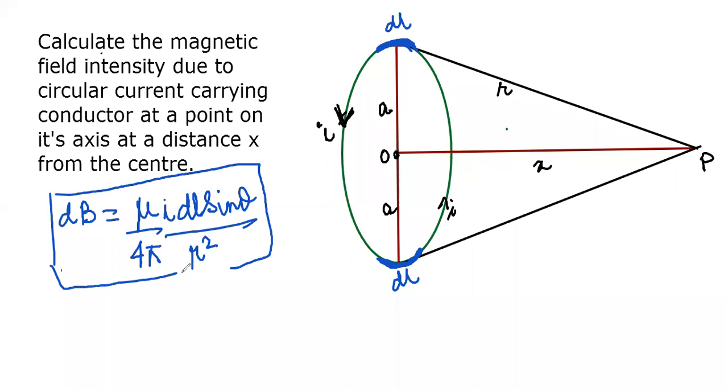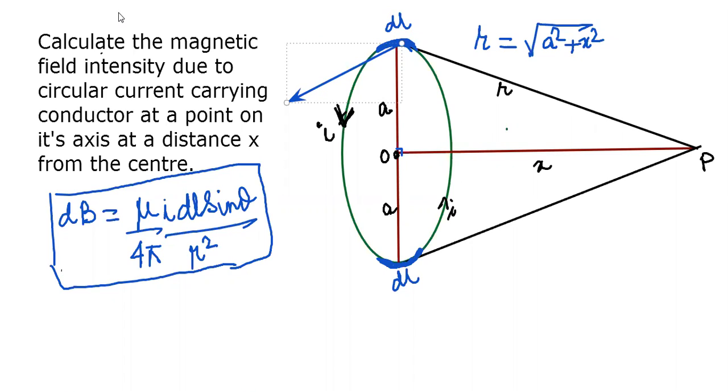Now the best part over here is that we have to find out the value of theta, because this is already r, and you can also say that r over here is equal to root over a square plus x square, according to Pythagoras theorem. Now, how to consider the direction of the current element? The current element will be tangential to this, so I'll consider the direction something like this. This is very, very important. The direction of the current element is something like this.